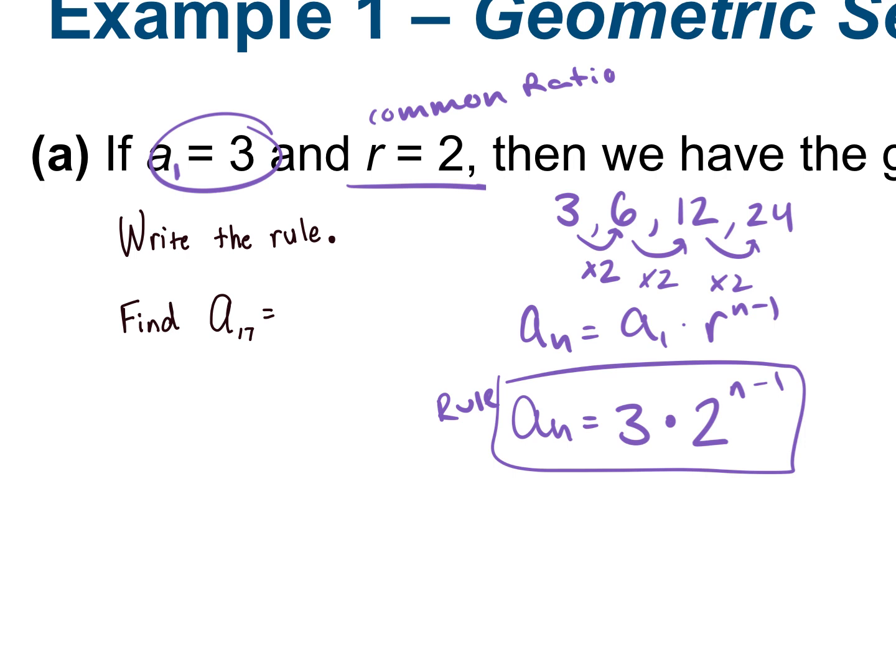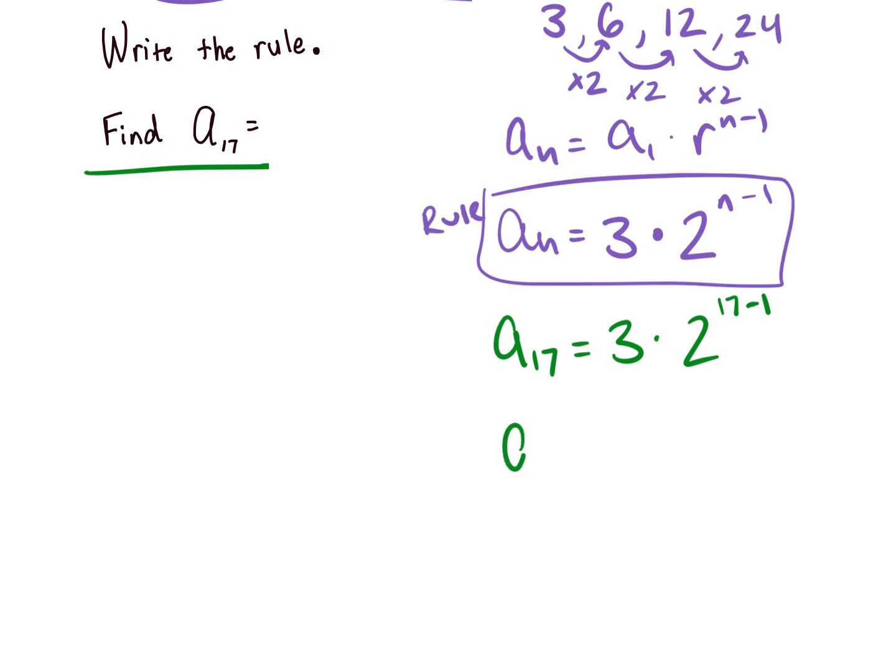The next part of this question says find a sub 17. So we're going to plug 17 into n. So a sub 17 is equal to 3 times 2 to the power of 17 minus 1. So we have 3 times 2 to the power of 16. We're going to put this in our calculator. You can do it by hand if you want to multiply 2 times 2 times 2 times 2 16 times, but we're just going to put it in the calculator.